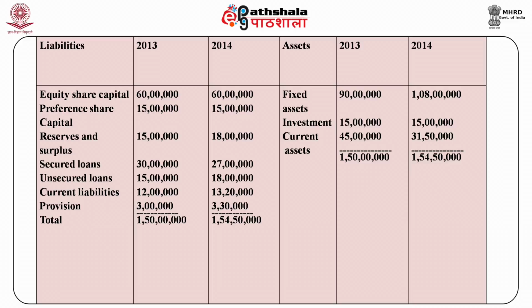The total liabilities for the year 2013 comes to 1 crore 50 lakh and for 2014 it is 1 crore 54 lakh 50,000. Now we come to assets that comprise of fixed assets, investments and current assets. The fixed assets for the year 2013 comprise 90 lakh, investments 15 lakh and current assets 45 lakh. For 2014, we have fixed assets 1 crore 8 lakh, investments 15 lakh and current assets 31 lakh 50,000. The total assets come to 1 crore 50 lakh for 2013 and 1 crore 54 lakh 50,000 for 2014.